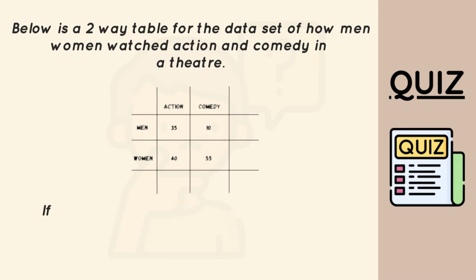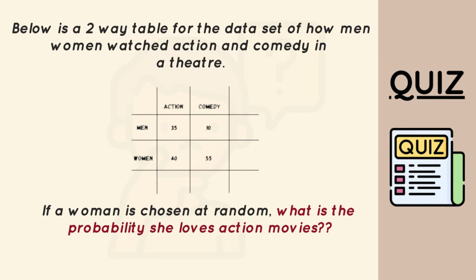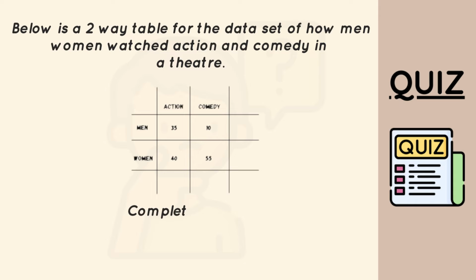So the question now says, if a woman is actually chosen at random, what is the probability that she loves action movies? So the first step is for us to complete the table by adding the total details to each of the columns and rows. So we are going to be totalizing everything right here.